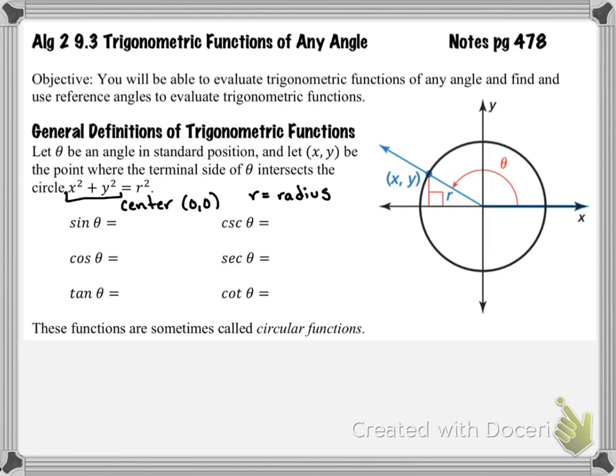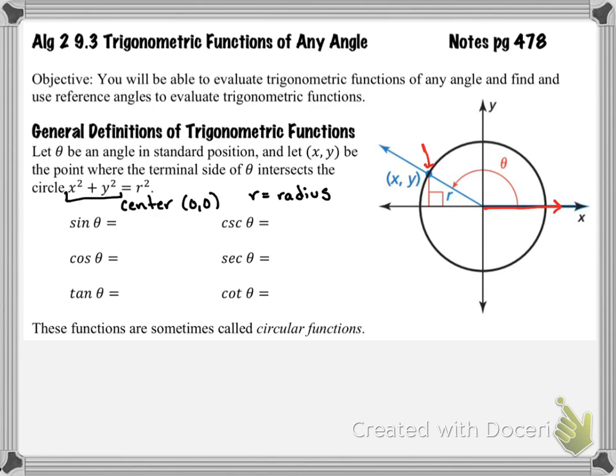So basically we just have an angle. We have our initial side and our terminal side, just like we had before. We have our initial side here and our terminal side over there. But then our terminal side intersects the circle at this point here, at this point x, y. And this circle has a radius of r. We can now define our sine, cosine, and tangent in terms of that ordered pair, x, y, and the radius.